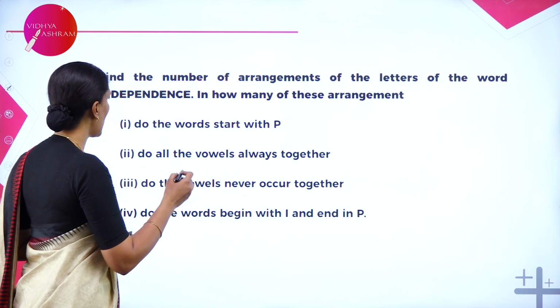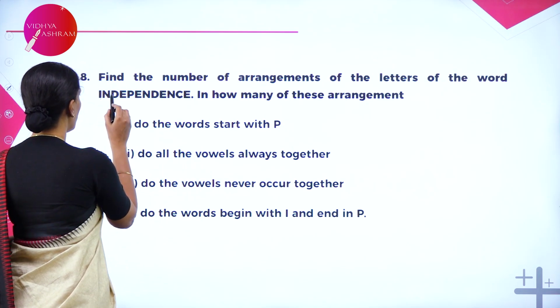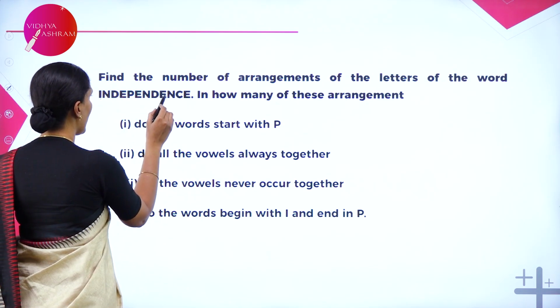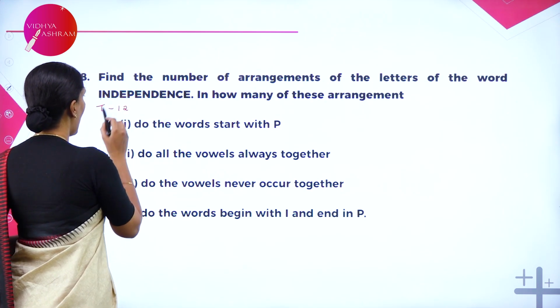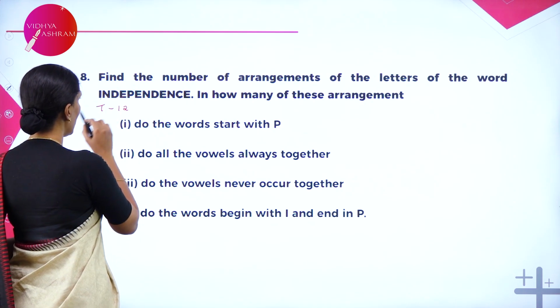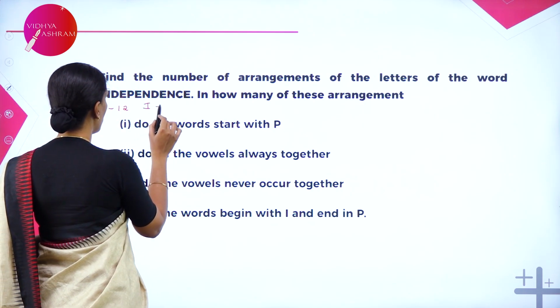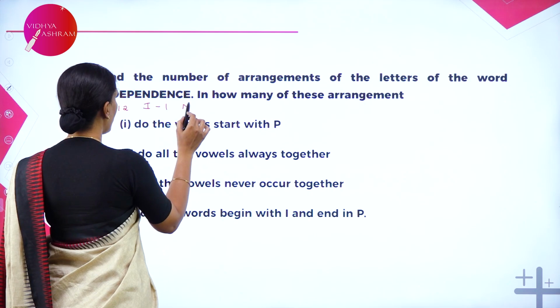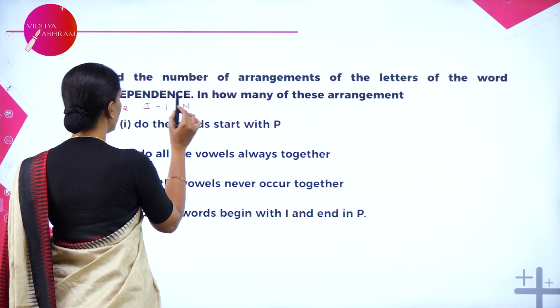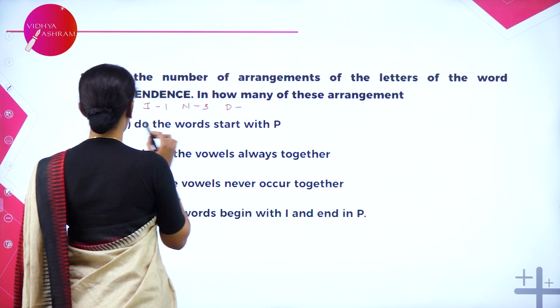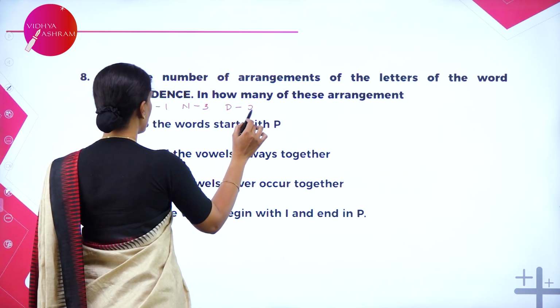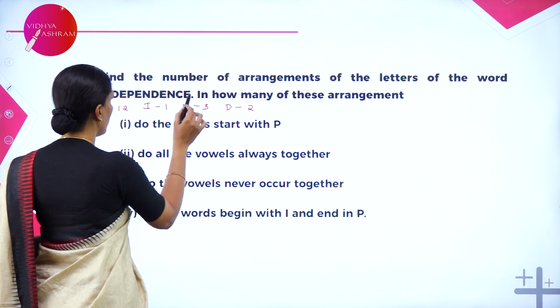So here let us count the number of letters. 1, 2, 3, 4, 5, 6, 7, 8, 9, 10, 11, 12. So in total we have 12 letters. And out of this, I is repeated once, N is repeated 1, 2, 3, thrice. Next, D is repeated twice. Next, E is repeated 4 times.